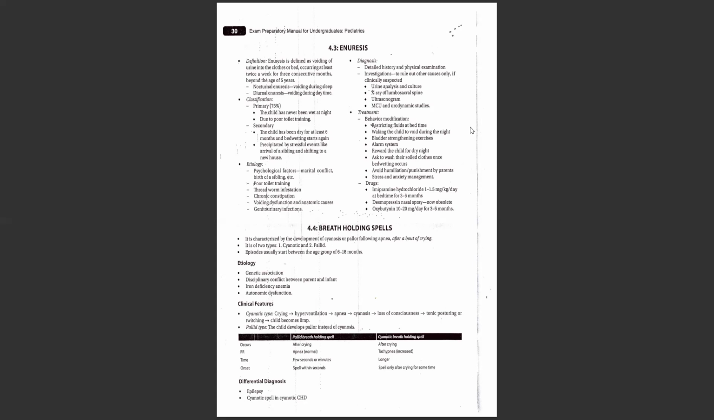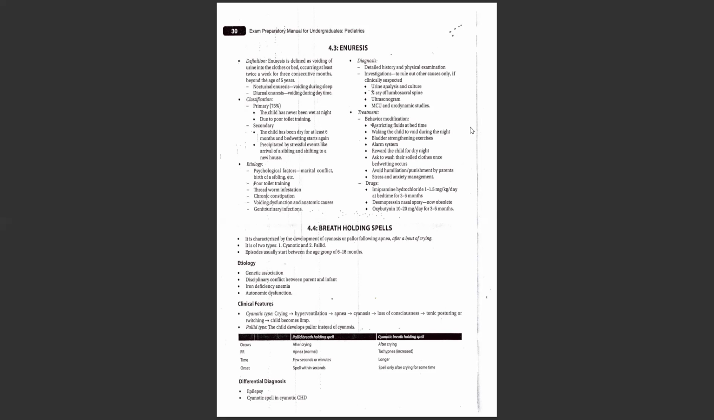And this table shows the difference between the pallid breath holding spell and the cyanotic breath holding spell. The pallid breath holding spell usually occurs after crying, and the cyanotic breath holding spell also occurs after crying. As for the respiratory rate, in pallid breath holding spells there will be apnea, and in cyanotic breath holding spells there will be tachypnea.